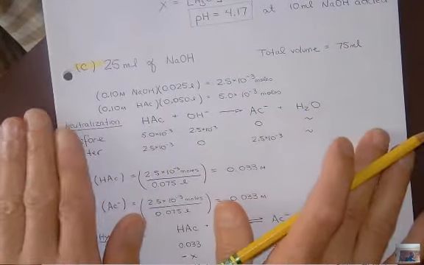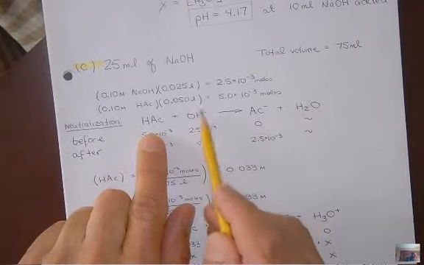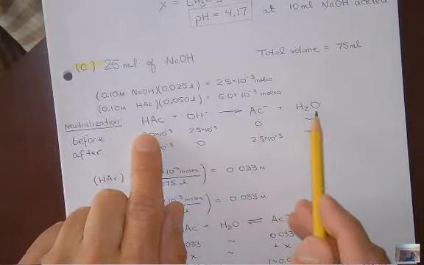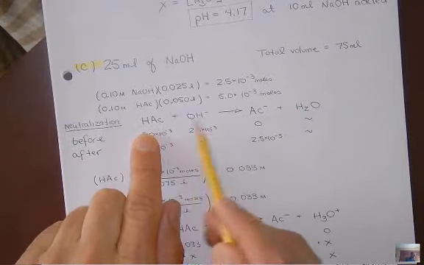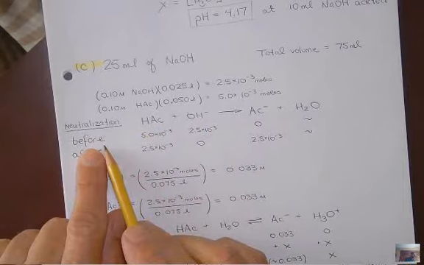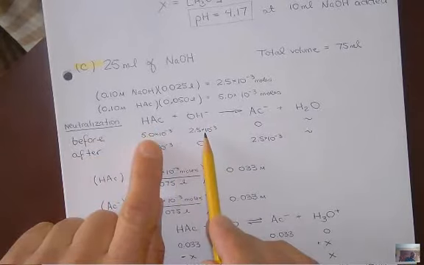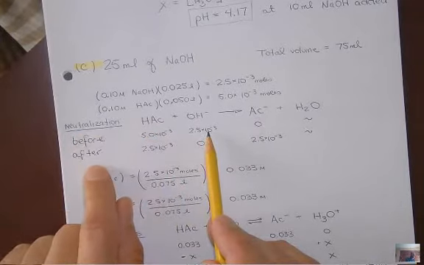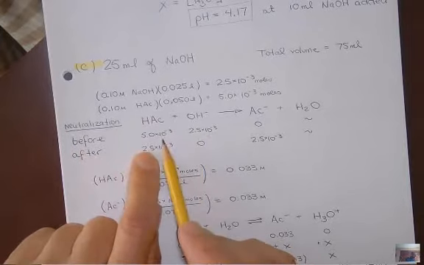Okay, first thing we do, neutralization. The added sodium hydroxide reacts with the acetic acid to make acetate and water. Neutralization, reaction of an acid and a base to make a salt and water. Before the neutralization happens, I have these two initial quantities in moles, okay? Do the stoichiometry, not the equilibrium. This is not an ice box, okay?